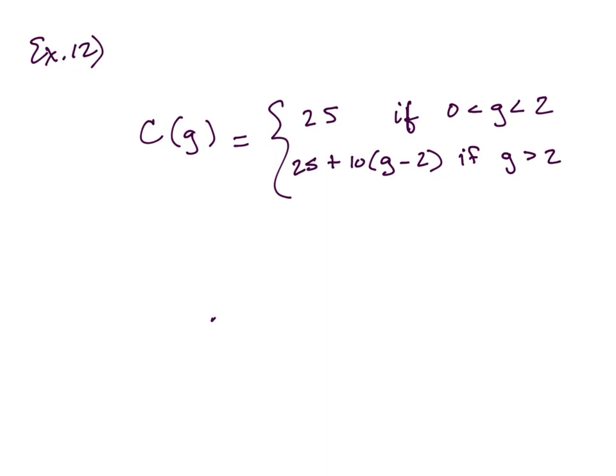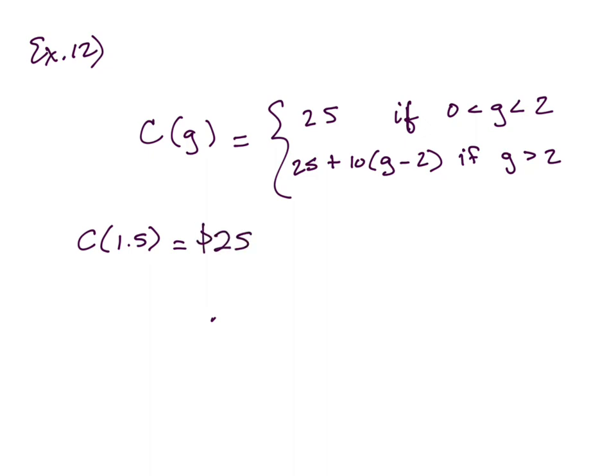Here's the question. Find the cost of using 1.5 gigabytes. So what does it cost to use 1.5 gigabytes? And what does it cost to use 4 gigabytes? So how do I find C of 1.5? Plug it into which function? 1.5, where does it fit? It's under 2. So it still costs $25.